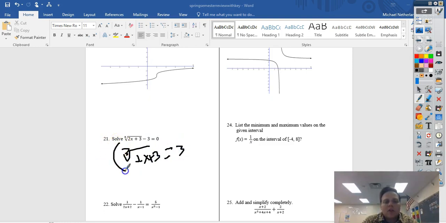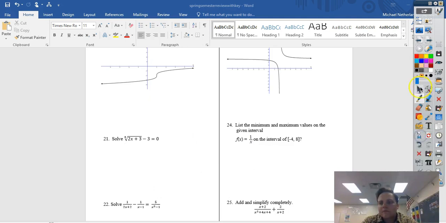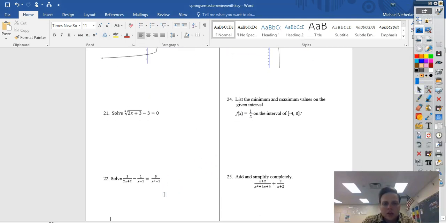Now I can raise both sides to the third power, because that's the opposite of a cube root. So, gone. Now I get 2x plus 3 is equal to 27, because 3 to the third power is 27. Subtract 3, divide by 2, and I will get x equals 12. Because when you subtract 3, it gives you 24. 24 divided by 2 is 12. So, bam, there you go. x equals 12.